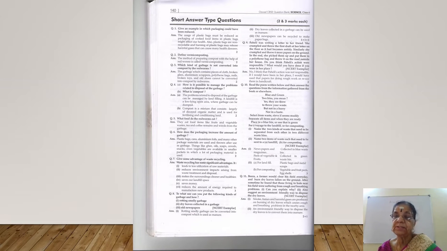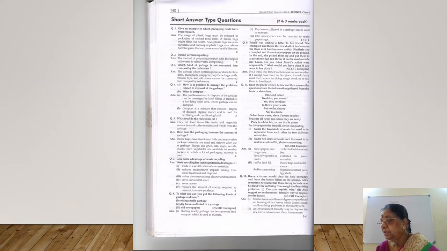Then you should know what a landfill is. A landfill is a low-lying open area where garbage can be dumped. Then what is compost? Compost is a mixture that consists largely of decayed organic matter and is used for fertilizing and conditioning the land. I hope it is clear.